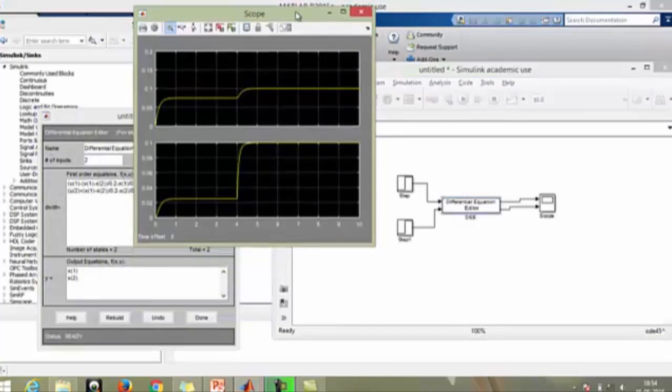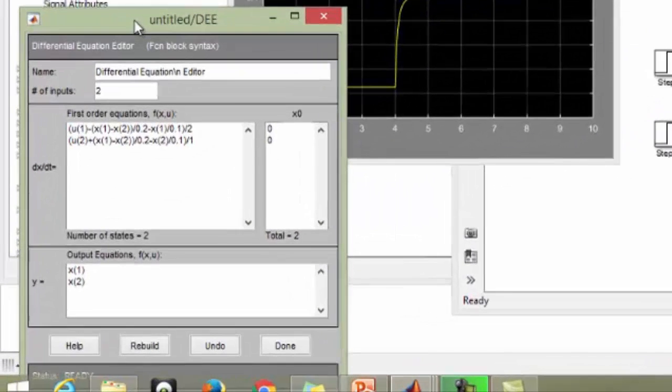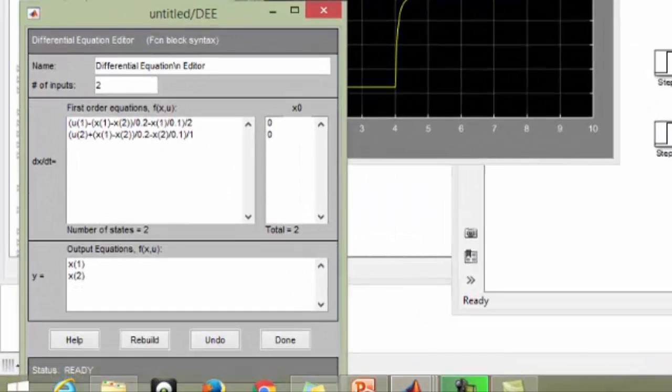So this way you can simulate the system with the help of the differential equation editor, which reduces the number of blocks present in your model environment.